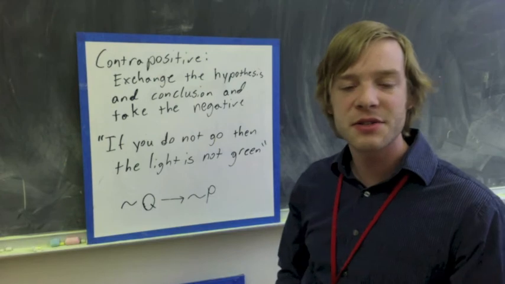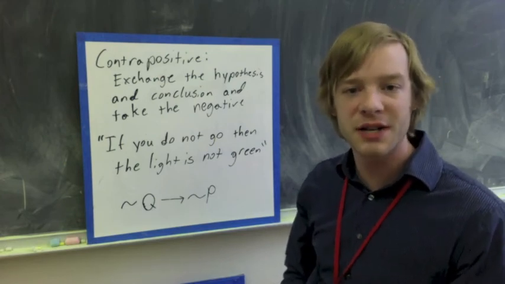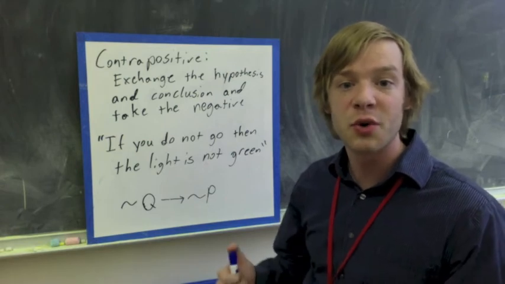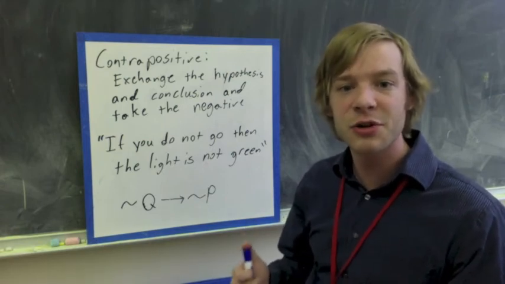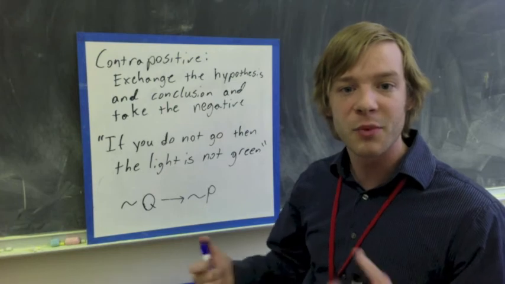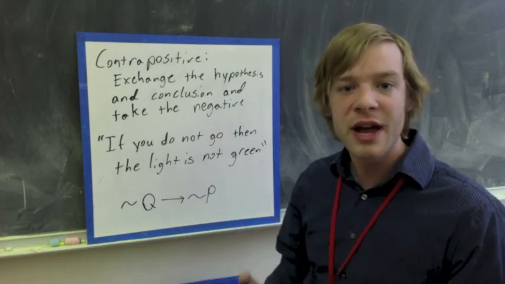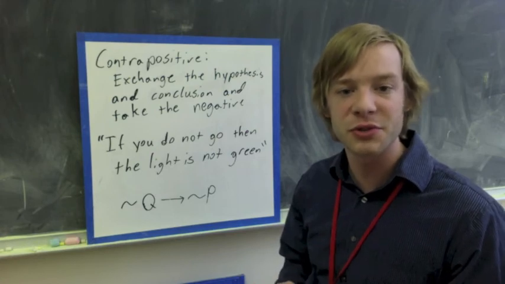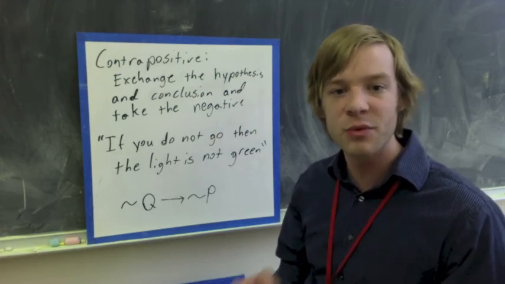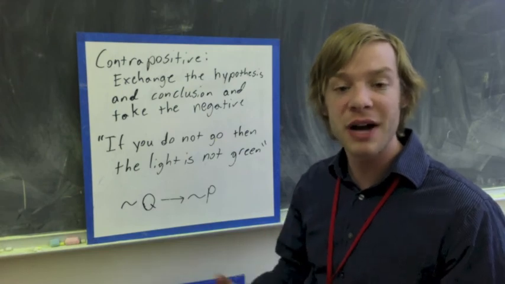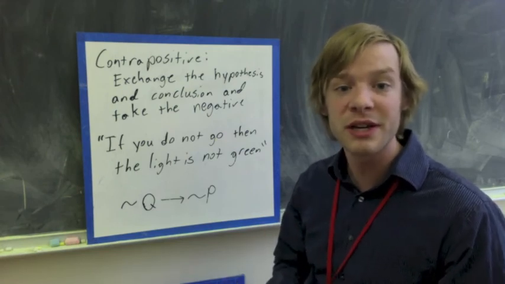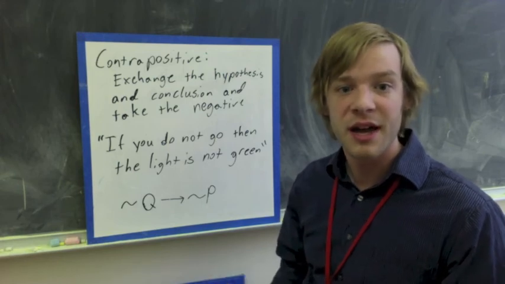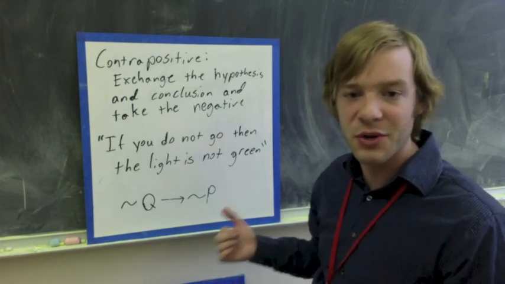The last term we have here is what's called the contrapositive. Basically, we're taking the last two things and putting them together. So we're exchanging the hypothesis and the conclusion, switching the places of P and Q, and we're also taking the negative of both our hypothesis and conclusion. So we're negating both things, and we're switching the places. And the contrapositive to our original statement would be, if you do not go, then the light is not green. And so this is our last term here.